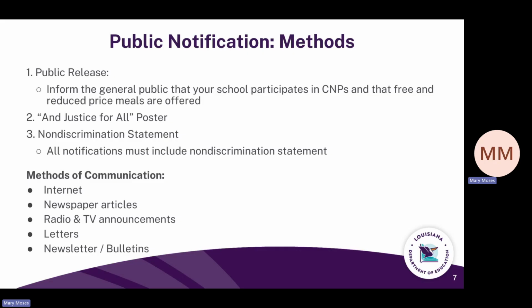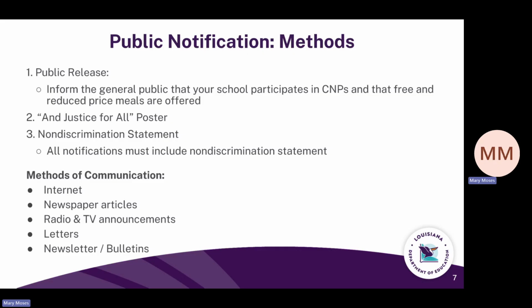Schools must display the And Justice for All posters in the correct size, which is 11 by 17, and in a prominent location where it is visible to all participants in the program. The poster provides the USDA address and phone numbers that the public can use to file a complaint if they think their civil rights have been violated. Applicants and participants must be advised of their right to file a discrimination complaint, how to file a complaint, and the complaint procedures. 3, non-discrimination statement.